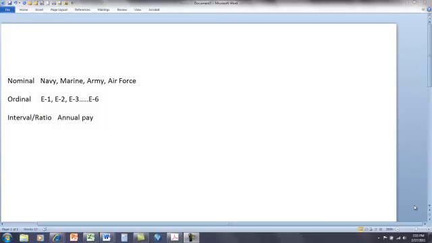Well, this is just a short lecture about the 4 scales of measurement. And what is important here is that we have variables, things that can vary about a person. So let's say that some of you are in the military. What can vary? Well, you can vary by the sort of service that you're in. You can vary according to the rank that you have, and you can vary according to your annual pay, your pay rate. And each of these variables is different.